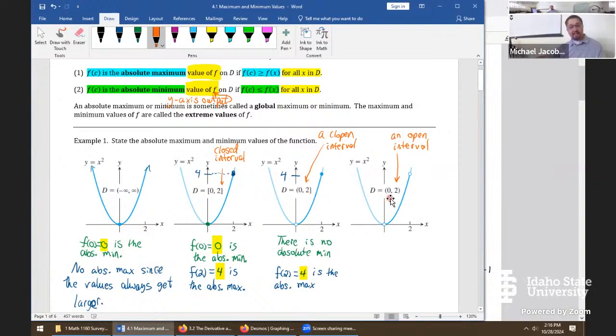But now with both ends open, no brackets, we're excluding both 0 and 2. We have a hole on the lower end, a hole on the upper end. And so that means on this graph, it's kind of similar to the last one, but we get to say there is no extreme values of f. When we say there's no extreme values of f, what we mean is there's no absolute maximum, there's no absolute minimum whatsoever. So that's what's happening and playing out on this graph right here.